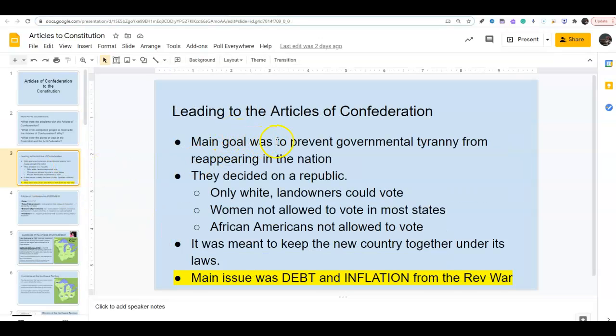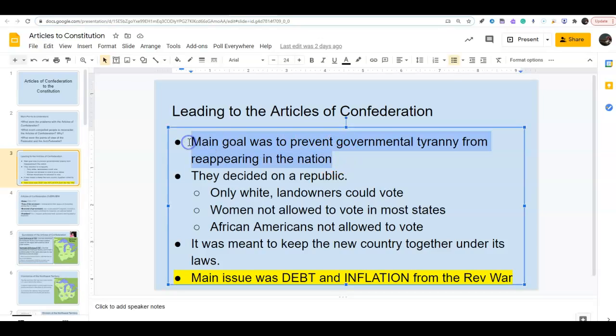We talked a little bit about leading to the Articles of Confederation. Remember, we just got out of the Revolution. We wanted to prevent a tyrannical government, one that had all the power, so they decide on a republic where the power is in the hands of the people. When you look at voting, you could see that the voting was not very equitable. There was only a small amount of people that got to vote, and it was mainly wealthy white landowners who got to vote. So if you were a female, you probably weren't voting, and if you were an African American, you were not allowed to vote either.